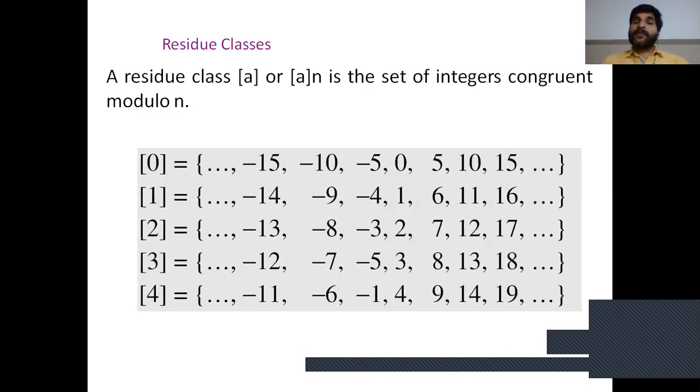A residue class [a] mod n is the set of integers congruent to a modulo n, like that: minus 15, minus 10, minus 5, 0, 5, 10, 15.